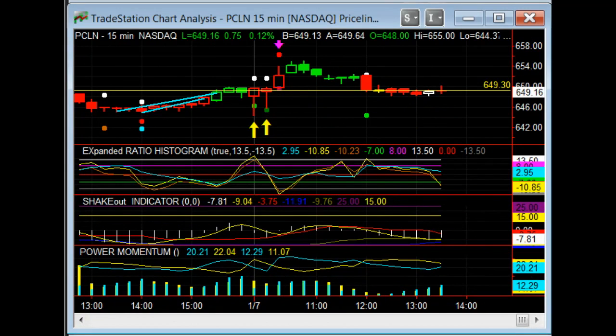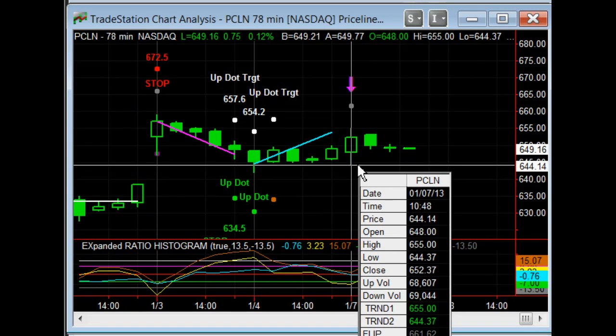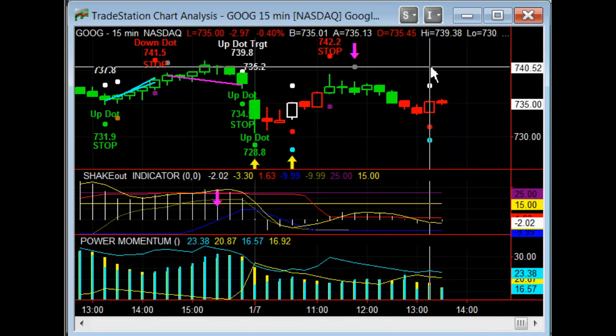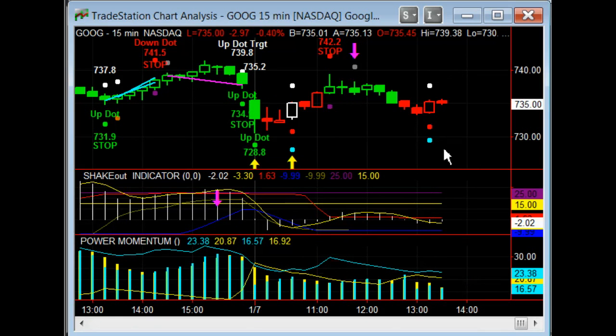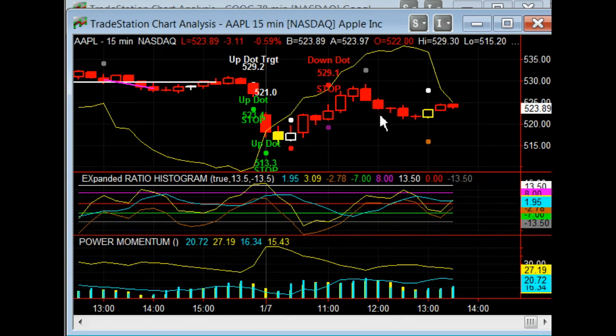Alright, there's your PCLN 15-minute. The short setup is still looking for a retrace to the low right down here on PCLN. That would be a pretty significant decline though, actually. 644. Google 15-minute, just put in a buy setup overall from that one. Upside target 737, for those wanting to pay attention to that. Overall it has a buy signal from a 78-minute chart, a little bit contrary to the overall market.